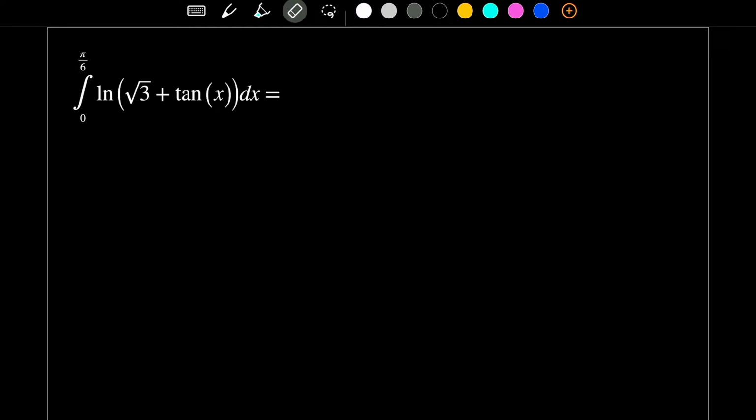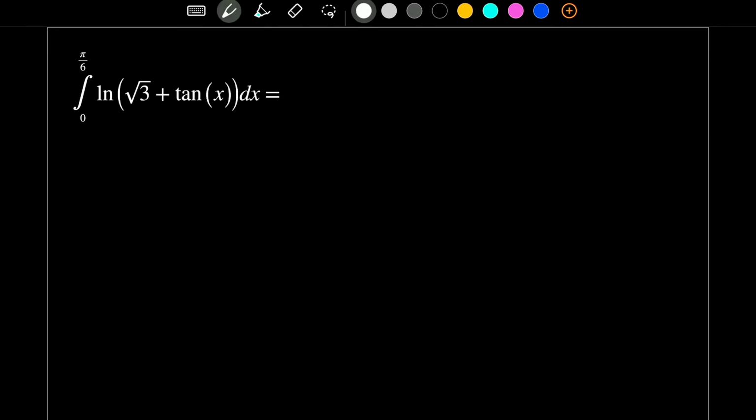Hello, today we're going to solve an interesting integral from the MIT Integration Bee from the year 2022, so a very recent one. So let's see how we do this. Actually, we're going to apply a common trick with some of these definite integrals involving trig functions.